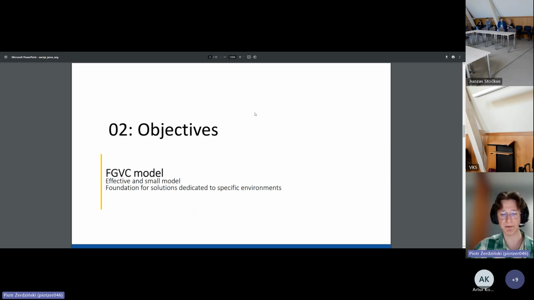The primary objective of this work was to create a model capable of effectively classifying underwater fish images. And this model must be able to cope with challenging images while not being overly complex. My ultimate goal was to develop the lightest possible model that could serve as a foundation for dedicated solutions.